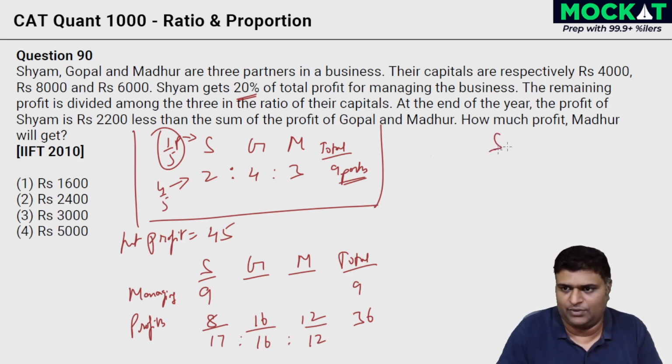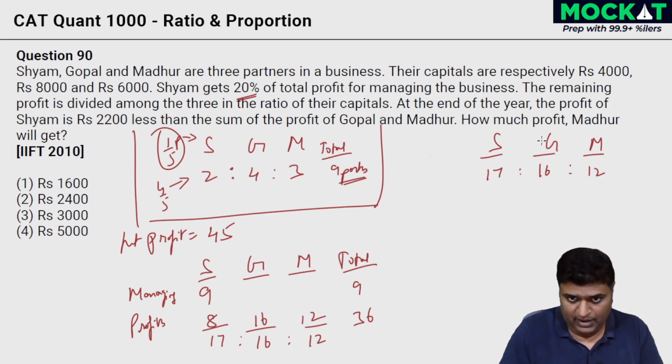Let me just write it down over here. That's going to be the final ratio split, which takes into consideration the fact that, for managing, the 20% is off and then the rest is the profit share. Fine. So what's given here is Shyam is receiving 2,200 less than the sum of the profit of G and M. So G plus M minus S is going to be what? 16 plus 12, 28 minus 17, that's 11, right?